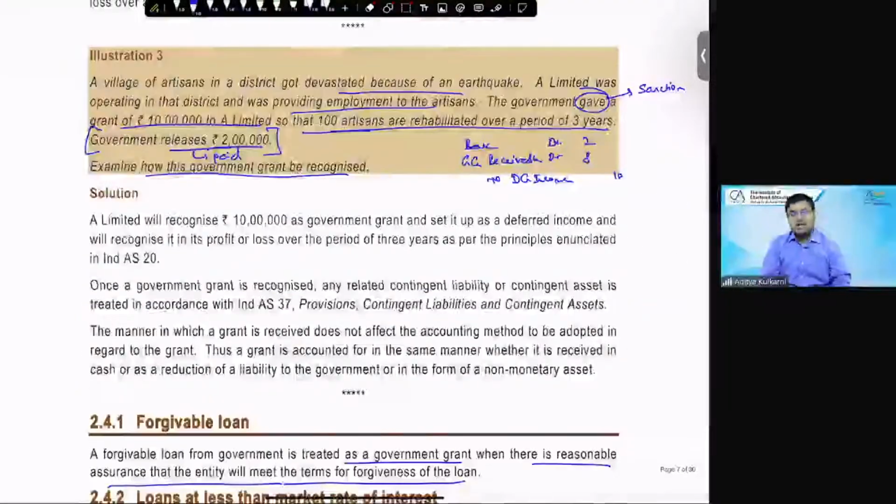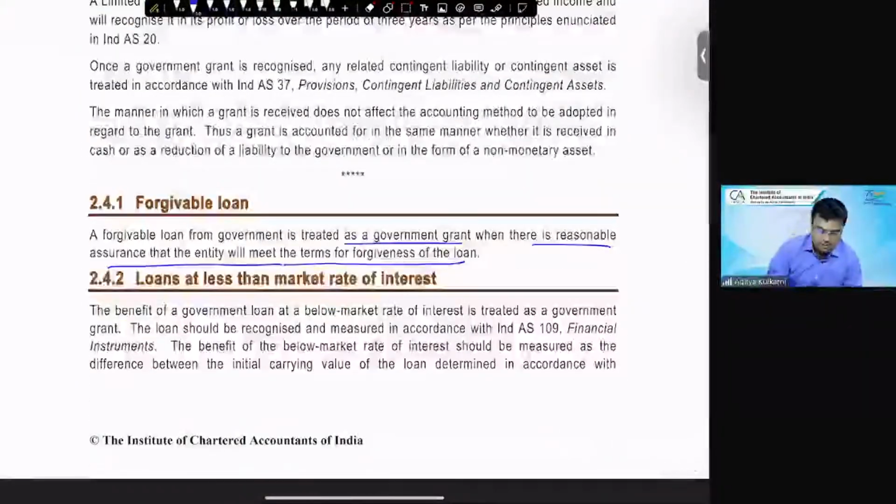Okay. The next one is probably the most important part that you are going to study in government grant. Have you studied Ind AS 109? Financial instruments? No, sir. No, not yet. Okay, you have not studied it yet. Okay. So this is a combination of Ind AS 109 and government grant.